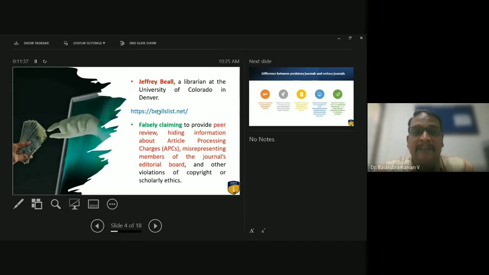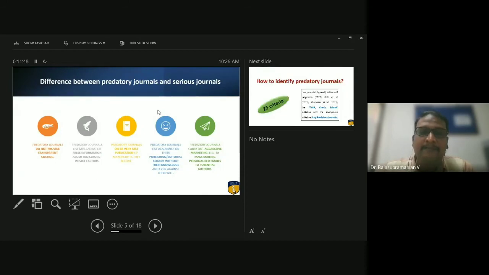So in the predatory journals, you know that they will hide information. What kind of information will they hide? They will hide the impact factors. There are some basic differences I want to emphasize here.